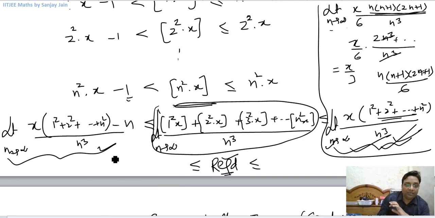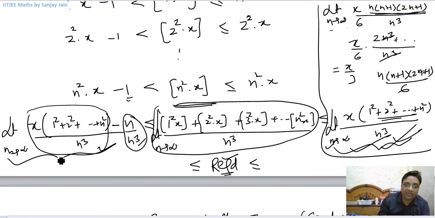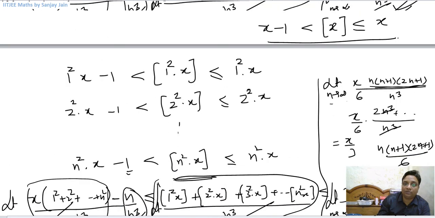Now if you calculate this one, look at this one. This portion is exactly the same as this, and minus n divided by n cubed will ultimately become 0 because this is 1 by n squared and n tending to infinity will make it 0. So this will become 0 and this will also become x by 3, right? So both these limits are the same and equal to x by 3. So I can say that this required limit is also x by 3.